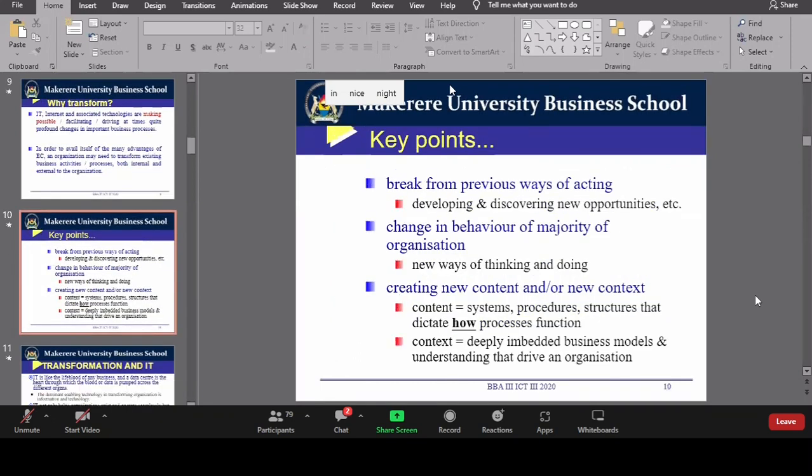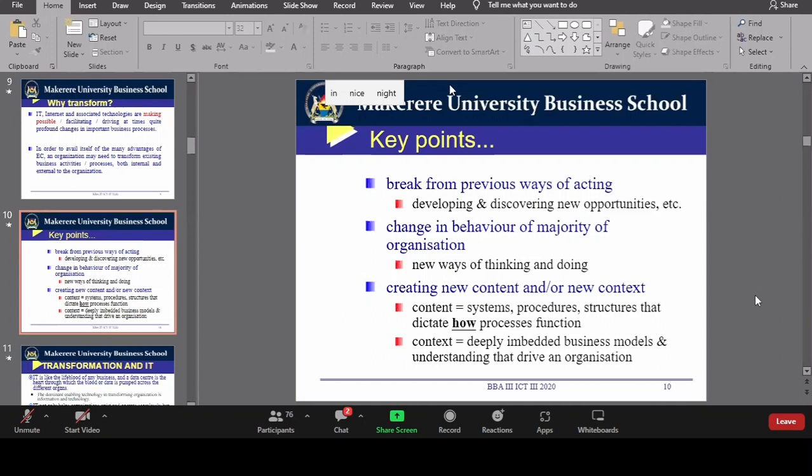Then what are the key points to take on from there? In transformation, organizations must break away from the previous ways of acting or from the previous ways of doing things. That means we are totally looking at how we elevate the way we do things. And elevation obviously requires that we move away from where we are to a higher level. And here we're looking at developing and discovering new opportunities.